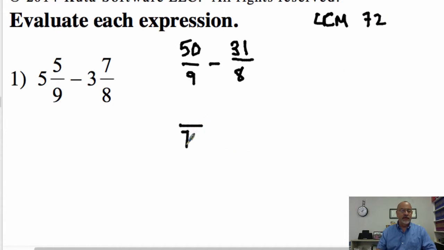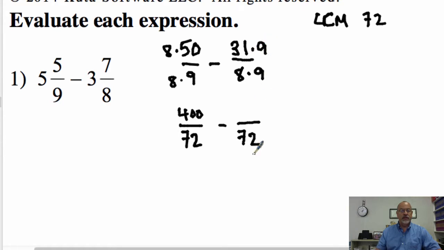So my common denominator is going to be 72, so I can go ahead and write those. Now what I need to look at is this 9 denominator from the first fraction. I need to multiply by some number to get the 72, which was 8. And in a fraction, we have to multiply the numerator by the same thing in order to keep an equivalent fraction. So 50 times 8 then is 400. The 8 was multiplied by 9 to get 72, so the numerator needs to be multiplied by 9 as well. 31 times 9 is 279.